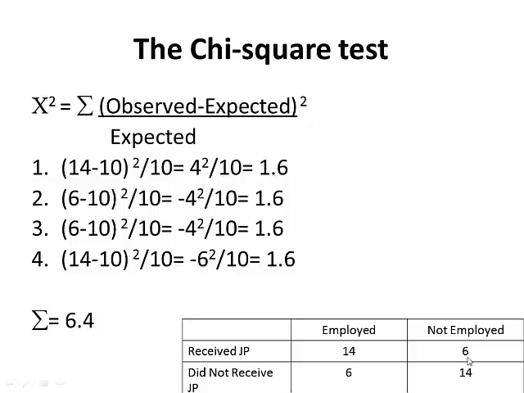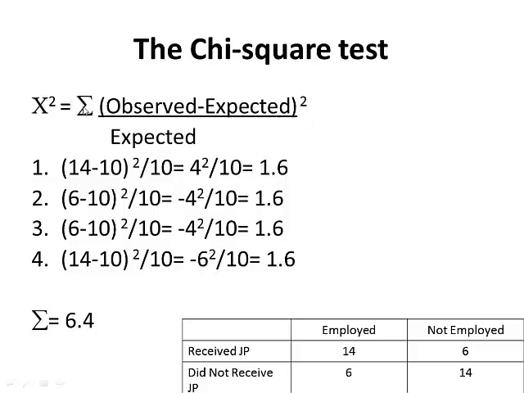For the second cell, we have a 6. We expected a 10, so we would subtract 6 minus 10. And again, the difference is going to be 4. We would square that, divided by 10. And so you see, in this case, and this is not typical, it's just the way the data worked out, we're going to have 1.6 being the value for each equation for each of the 4 cells. So that's the observed minus expected squared divided by the expected.